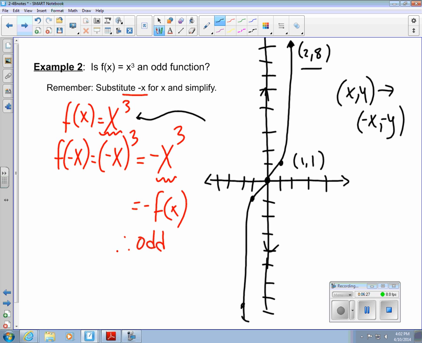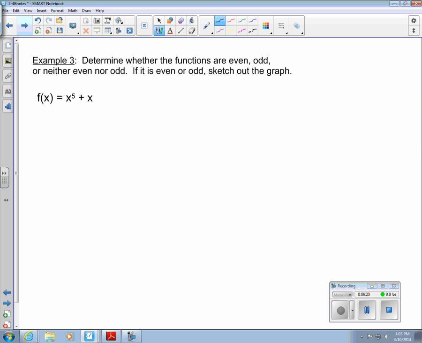All right, so if we move on to our next example, we need to determine whether or not the function is even, odd, or neither even or odd. If it is even or odd, we're going to sketch out the graph. So let's take a look here. We have f of x equals x to the 5th plus x. So what we're going to do is we're going to insert negative x in for x. So f of negative x is equal to negative x to the 5th plus x.